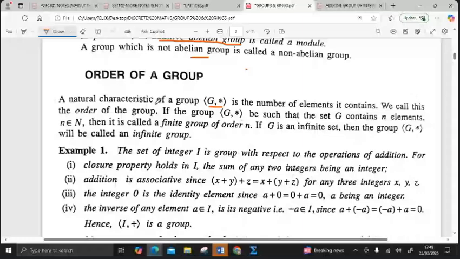This one is an example of a module. And a group which is not abelian is called a non-abelian group.